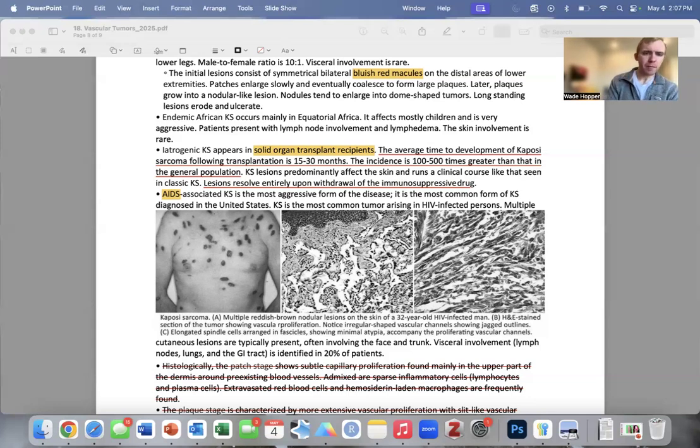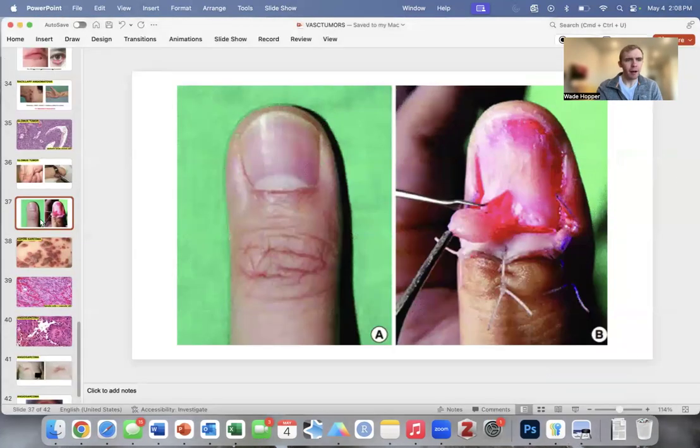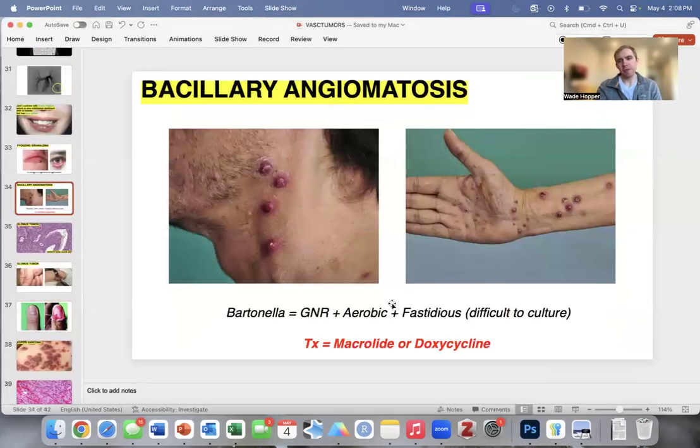This one tends to involve the trunk. I've never read that anywhere. It's just every time I'm seeing a photo of Kaposi sarcoma, it's usually a truncal lesion. Whereas if we go back and look at Bartonella, remember this is something that you get from a cat scratch. So you're probably going to see a higher tumor burden in the area immediately around where you got scratched by the cat.